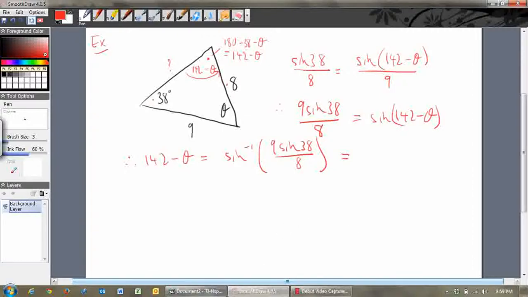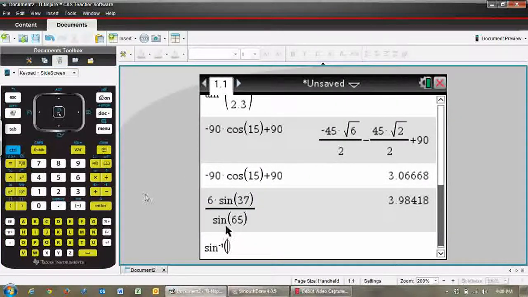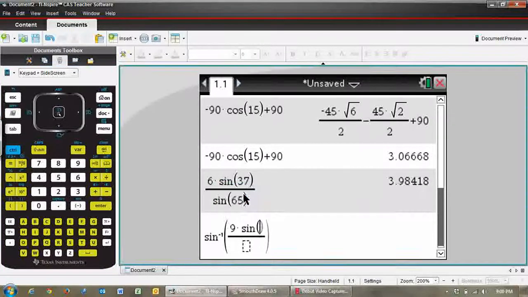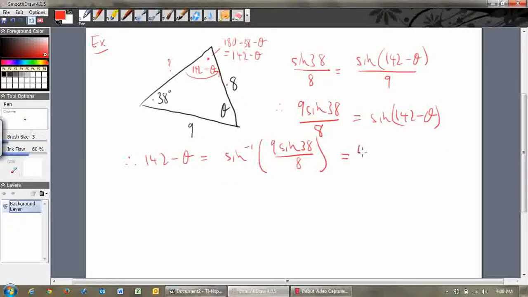Okay, so sine negative 1 of 9 sine 38. Here we go. So, trig, sine negative 1. Put a fraction in, 9 times sine 38, over 8 from memory. And I'm going to do an approximate equal, so control equals, and that gives us 43.84. So 142 minus that is equal to that.